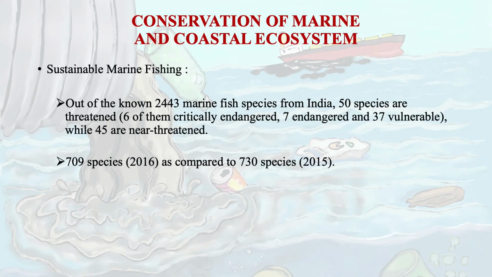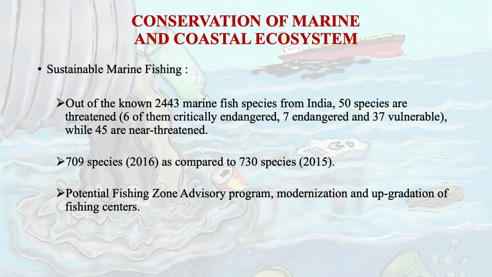Resources are also depleting. So we need to stop exploitation of marine fishing. Otherwise, extinction may also happen in some of the marine fish species. Based on an assessment in 2016, it is recorded that a total of 709 species, as compared to 730 species recorded in 2015.